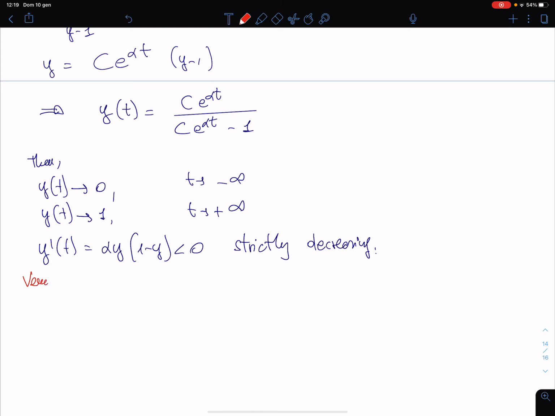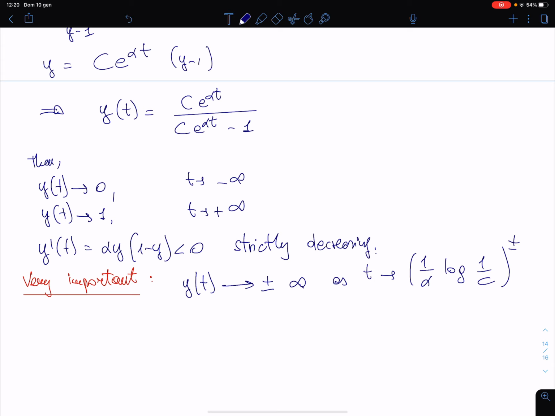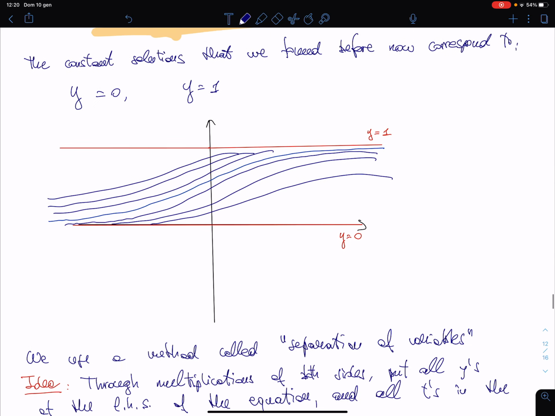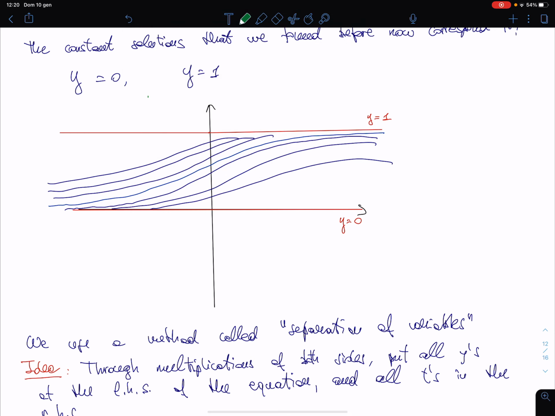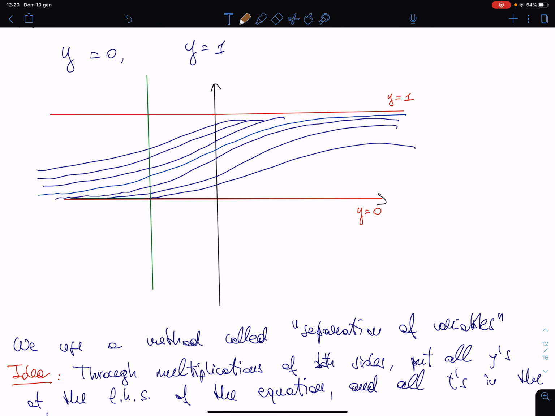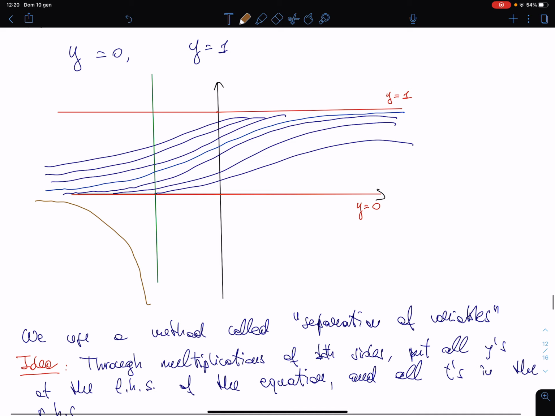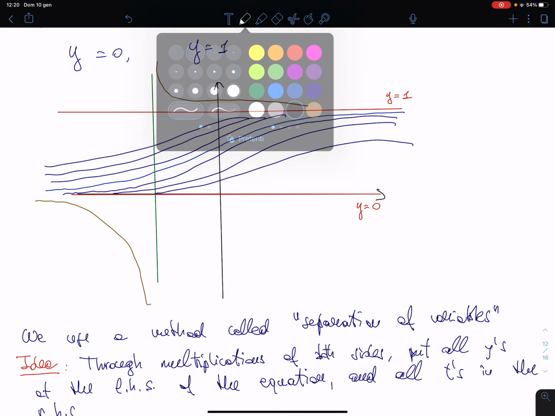So, very important. We have to notice that there is a vertical asymptote for all solutions. So y of t goes to plus or minus infinity as t goes to 1 over alpha log 1 over c. Okay, so all solutions here can be represented in this way. There is this asymptote, and so the solutions are like that. They go to 0 here, they are decreasing, and then start here again, and then all their translated are there, and so on.